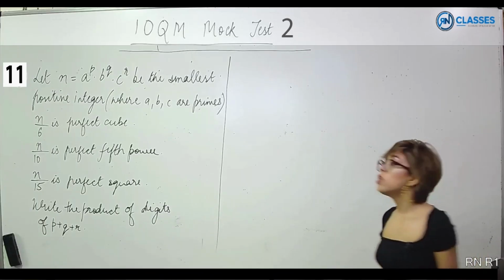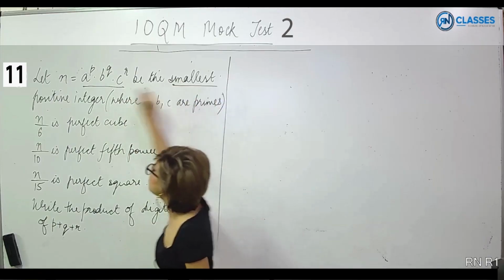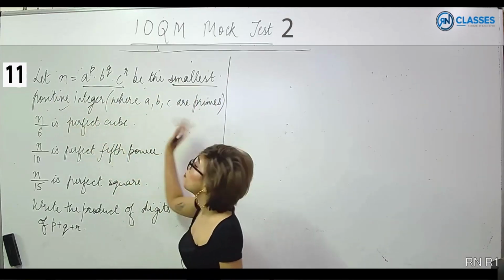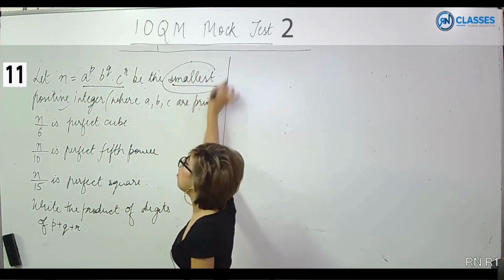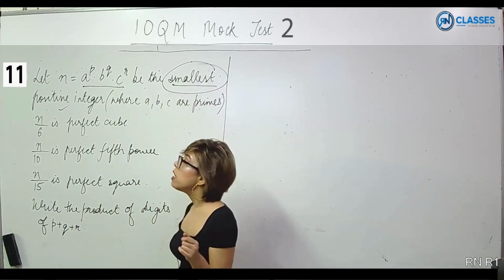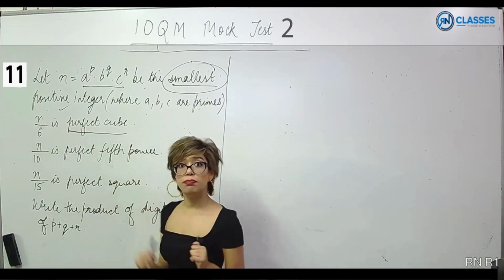Alright, on to the next question. Now he says let n be the smallest positive integer where a, b, c are primes. Obviously, supposedly I have written the prime factorization, and this is the smallest positive integer. But it should satisfy the condition: n by 6 is a perfect cube.